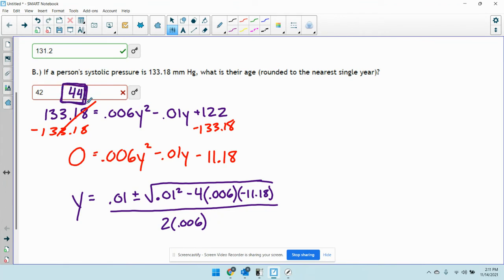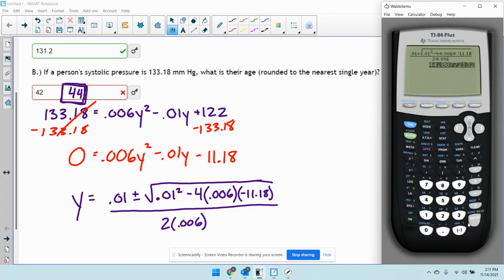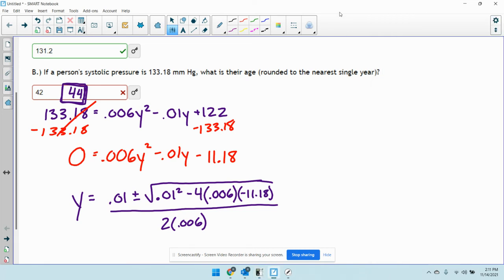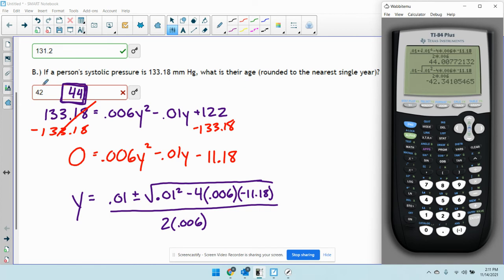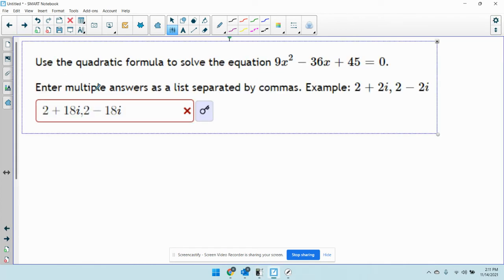The other one, I believe, is probably going to end up being negative or something, but we can check that. Yeah, so we just ignore that one. The positive answer is our correct answer. That might have been where you got the 42, but it should be 44, the positive one. Okay, and then this guy here, same thing.